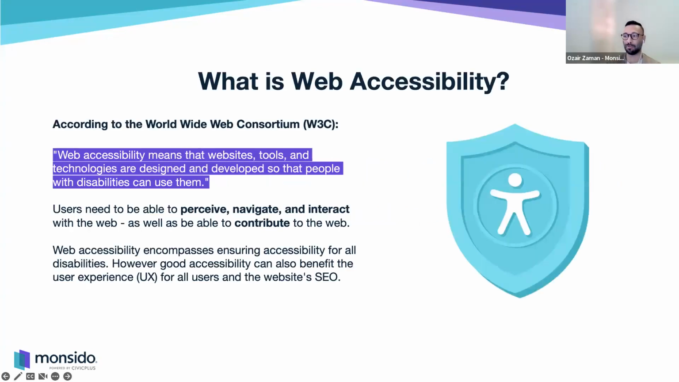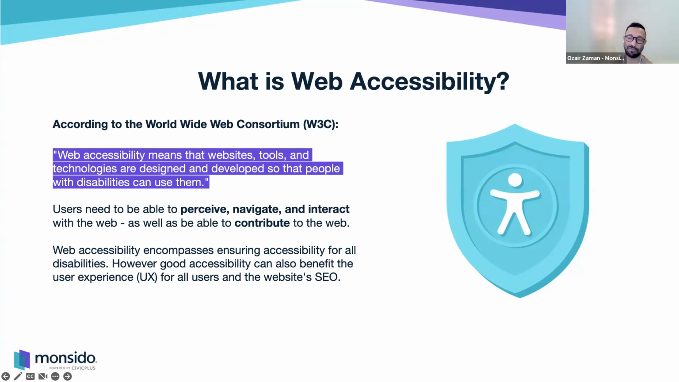So let's talk about web accessibility, right? According to the World Wide Web Consortium, web accessibility means that website tools and technologies are designed and developed so that people with disabilities can use them, right? So from a user's perspective, this really means users need to be able to perceive, navigate, and interact with the web, and be able to contribute to the web as well.